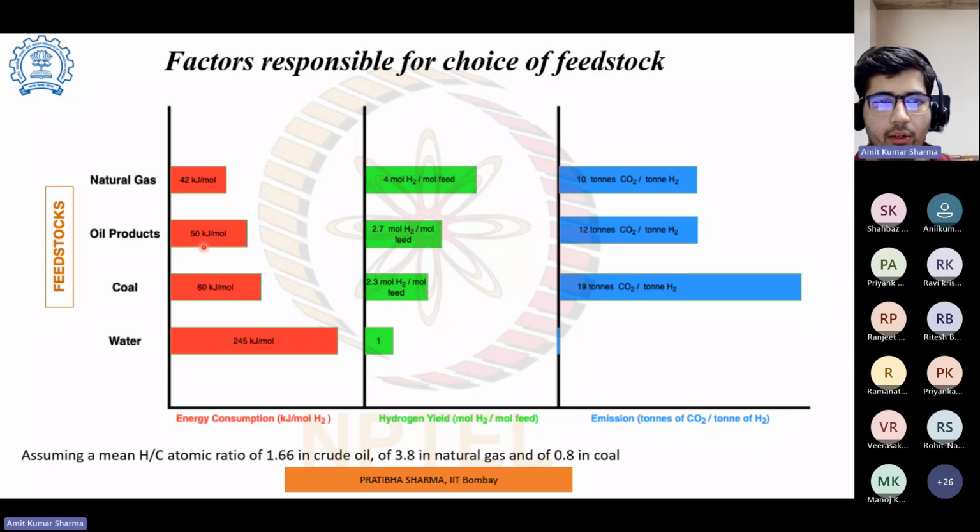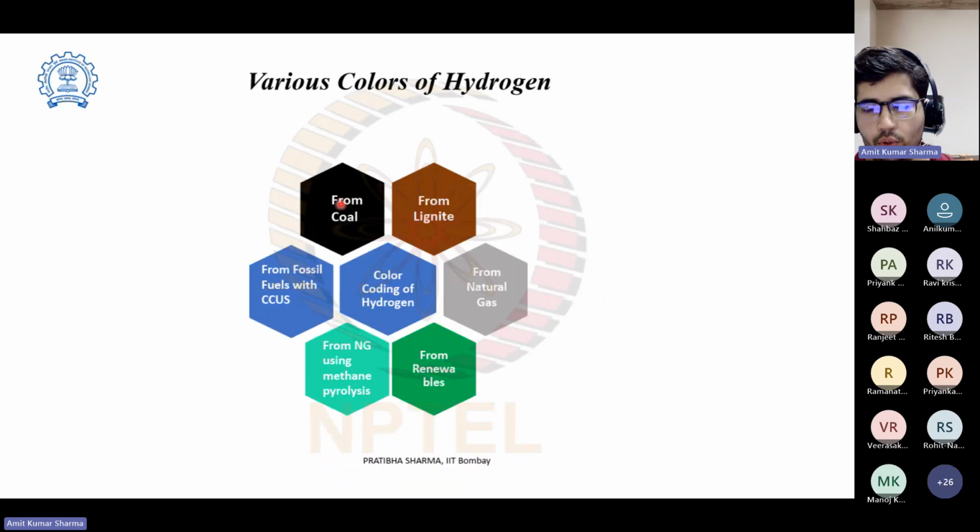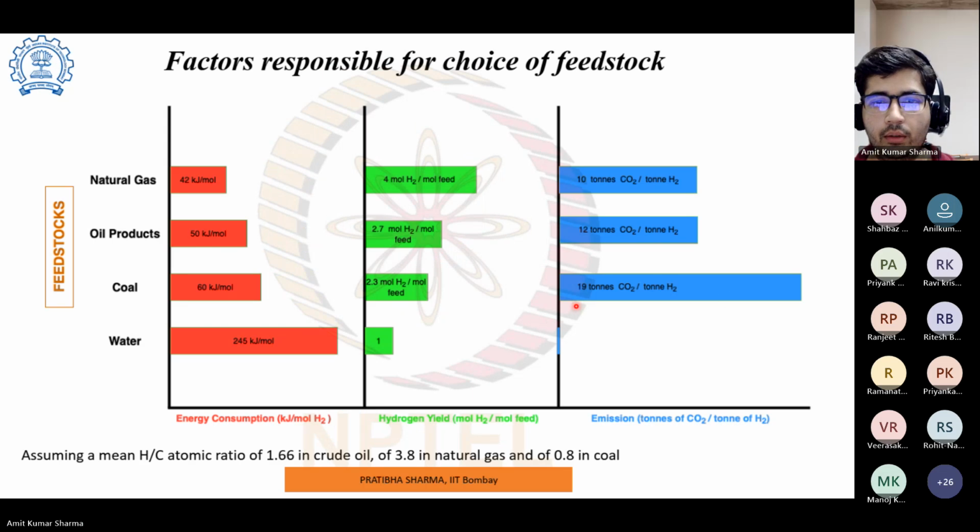For the oil product, it is 50 kilojoule per mole and 2.7 mole hydrogen per mole of feed, and 12 tons of CO2 per ton of H2. From the coal, you can see it's 19 ton. That's why the color coding black is used for coal. 19 ton CO2 per ton of H2.